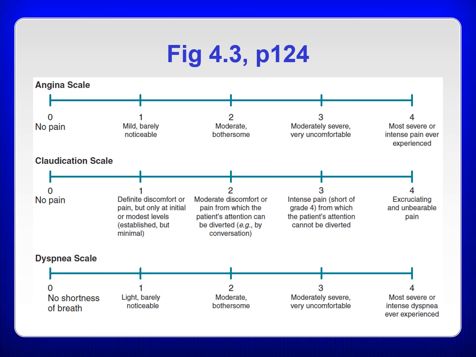I will say that I didn't mention the Borg CR10 scale in the picture, and that is on page 123, figure 4.2, and this one is utilized very commonly for people that are getting assessed for pulmonary disease. And that is a real handy assessment. So the Borg CR10, I can't remember what CR is, darn it, but that's pretty commonly used in that kind of assessment.